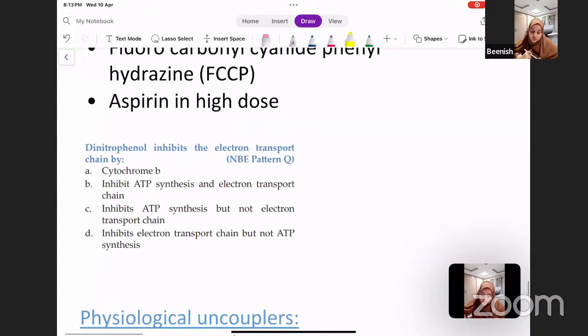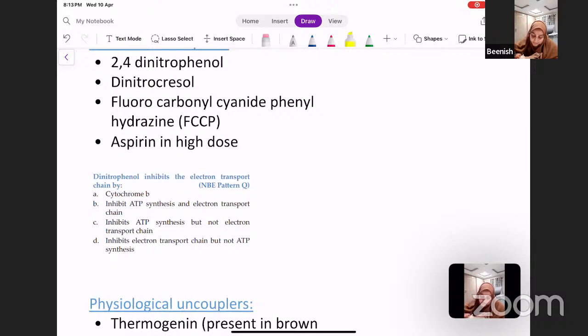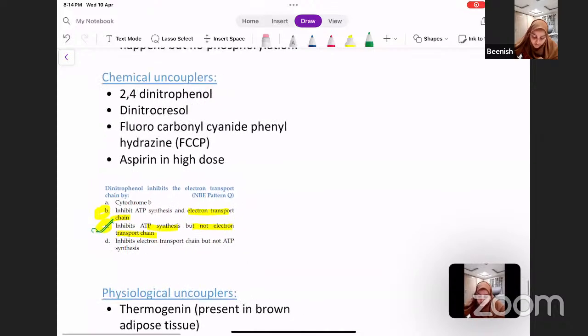Having a look at one of the MCQs: dinitrophenol inhibits the electron transport chain by inhibiting cytochrome B, inhibits ATP synthesis and electron transport chain, or inhibits ATP synthesis but not the electron transport chain. We all know that dinitrophenol is inhibiting ATP synthesis, so you have to look at these two options. So your answer will be the one that says it inhibits ATP synthesis but not electron transport chain, because there is inhibition of phosphorylation but oxidation is taking place. So your answer will be C.